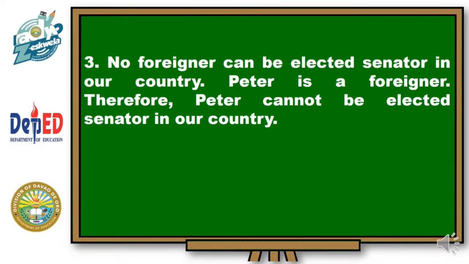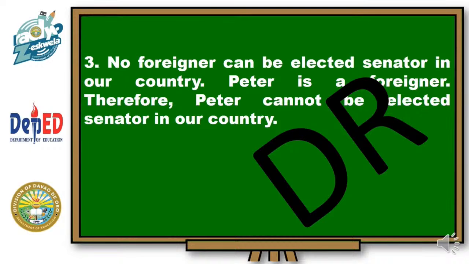No foreigner can be elected senator in our country. Peter is a foreigner. Therefore, Peter cannot be elected senator in our country. What is your answer? Very good. The answer is DR, or deductive reasoning. Let's proceed to item number 4.